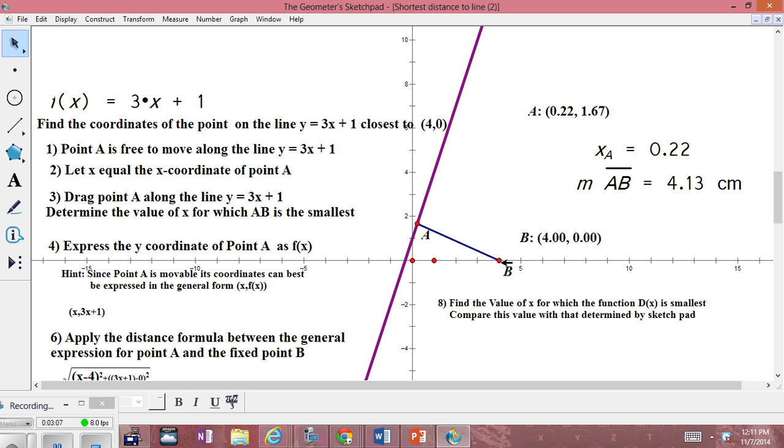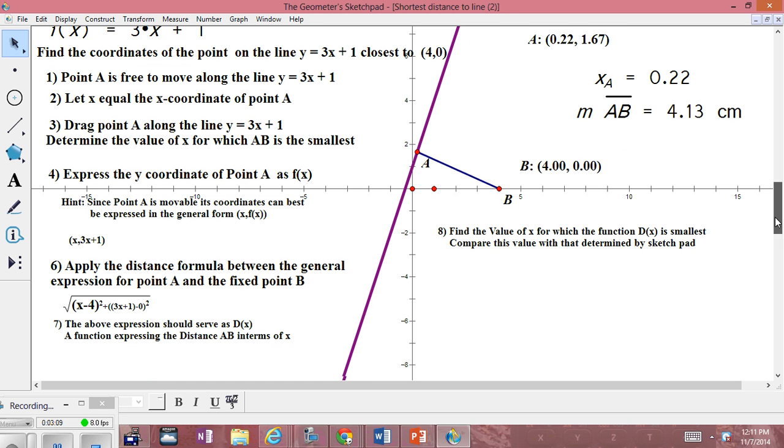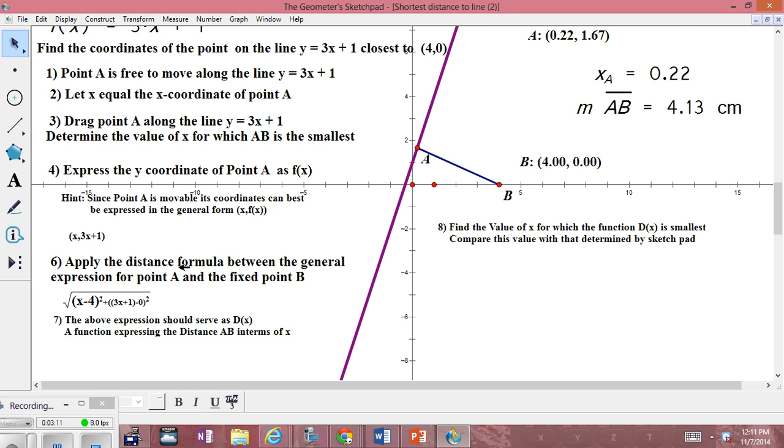Our other point, 4, 0, is fixed, so we're going to compute the distance. Apply the distance formula between the general expression of this point and the point 4, 0. So here it is: x minus the x coordinate of 4, and y minus the y coordinate of 0. But y is 3x plus 1. So here you can see the distance as a function of x.